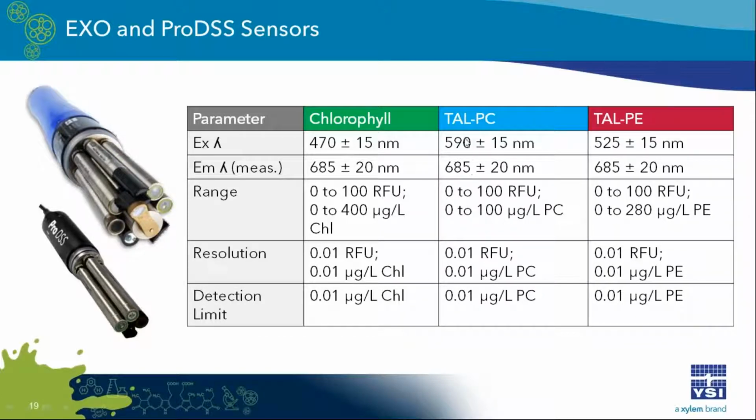We're using very similar excitation wavelengths, but for detection, or the emission wavelength, it is the same across all of the sensors. The other thing that's different is we only have two units, the relative fluorescence unit and the microgram per liter, which sometimes you're going to hear me refer to as parts per billion, or ppb. And we do get different resolution and detection limits.